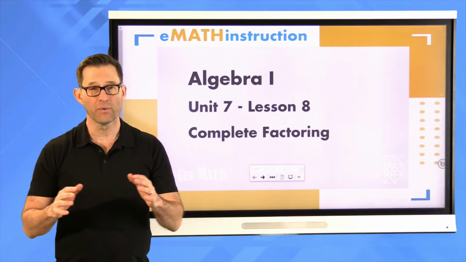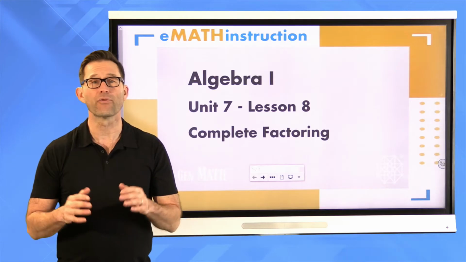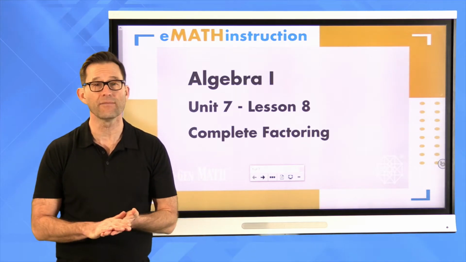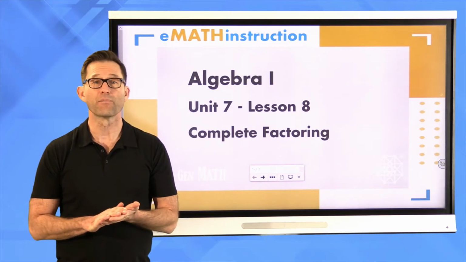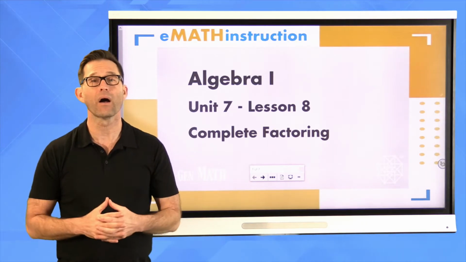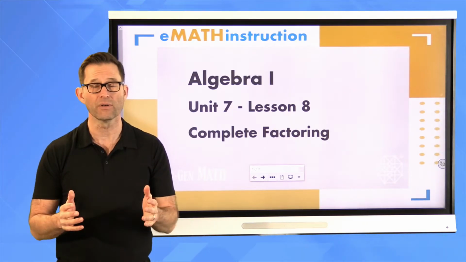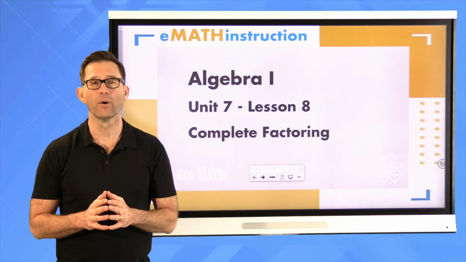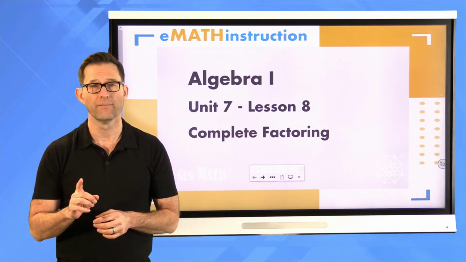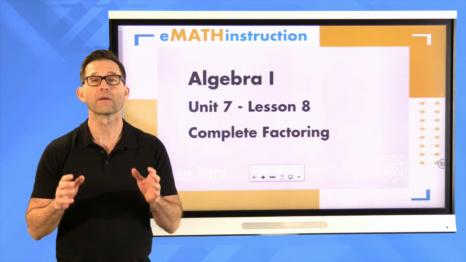Alright, so we've been doing some factoring lately, right? And we've seen three different types of factoring. GCF, greatest common factor. The difference of perfect squares, where we use facts about conjugate pairs of binomials to factor. And where we factor trinomials, where the leading coefficient is 1. Today we're going to look at something called complete factoring.